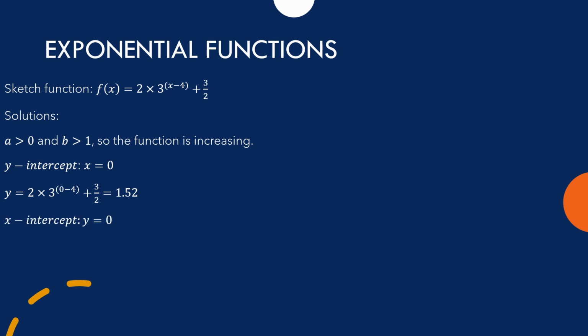Next I find my x-intercept by letting y equal 0, and that will give me 0 equals 2 times 3 to the power x minus 4 plus 3 over 2, and hence I will have 2 multiplied by 3 to the power x minus 4 equals negative 3 over 2. Simplifying that a little further, I get 3 to the power x minus 4 equals negative 3 over 4, and I know that I cannot find that exponent because anything to the power of something should result in a positive answer.